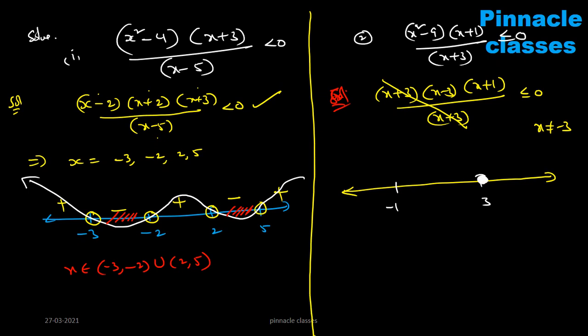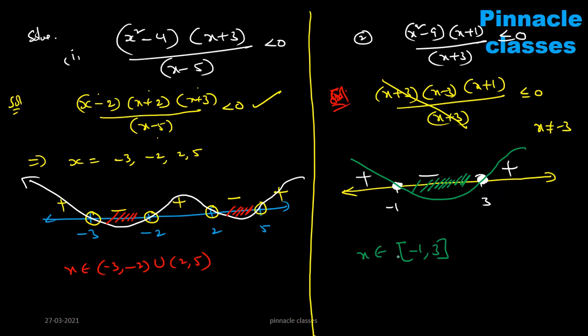That is the reason. More than 3, what is your answer? Plus. Then upward, downward, and upward. So it is less than or equal to 0, so minus 1 to 3, that negative portion. x belongs to what? Including brackets, minus 1 comma 3. That is the answer.